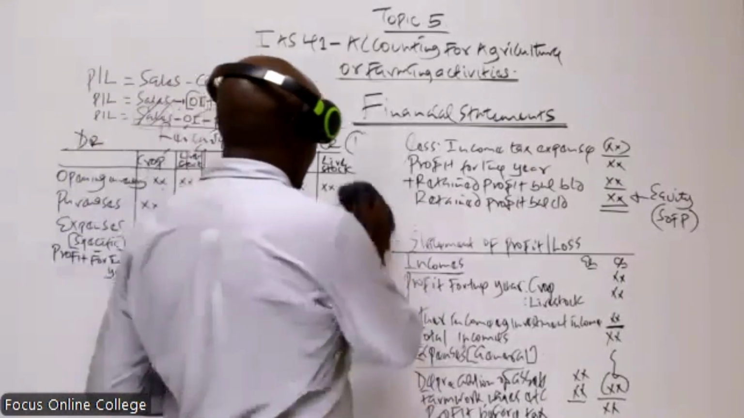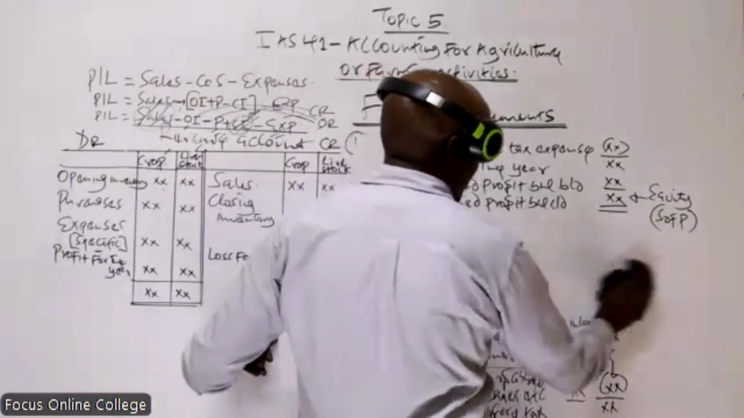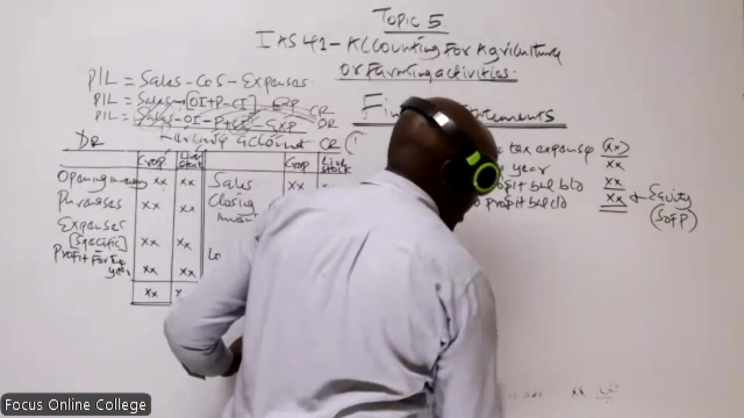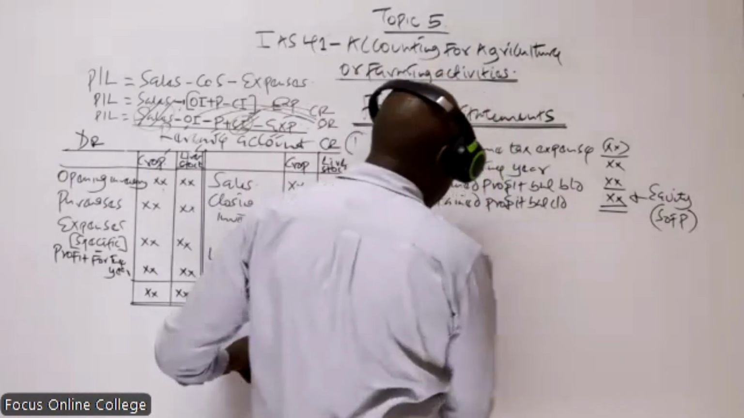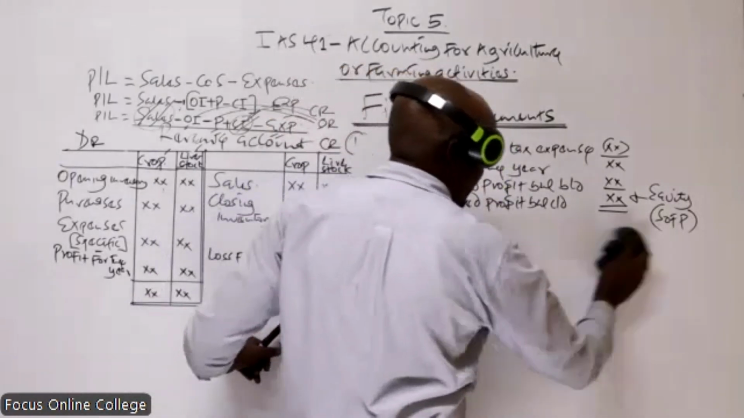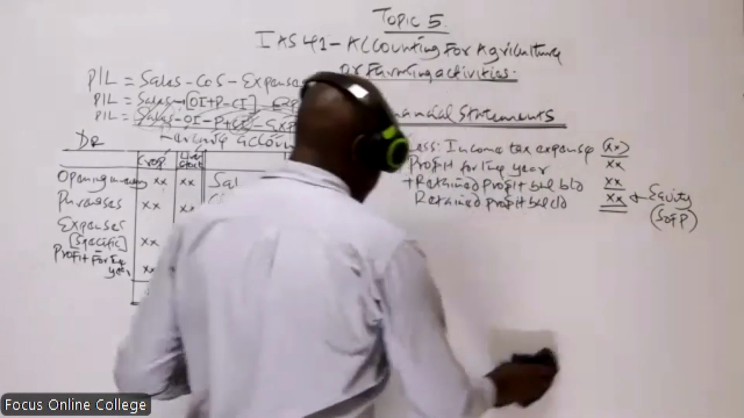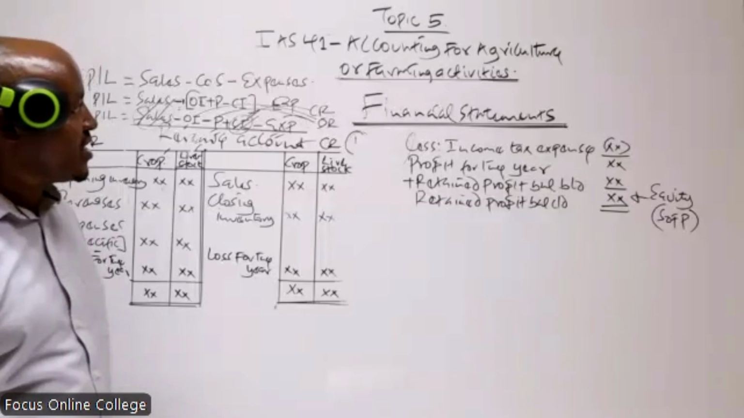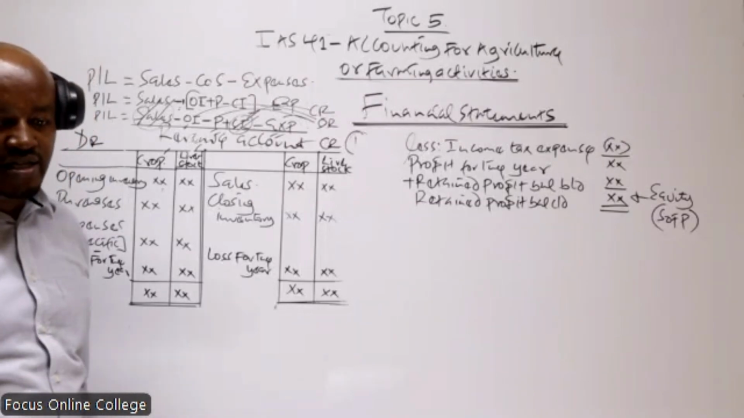So basically, that is how we prepare this income statement, which, as you have said, is prepared to ascertain the performance of this company, which is involved in agriculture or farming activities.